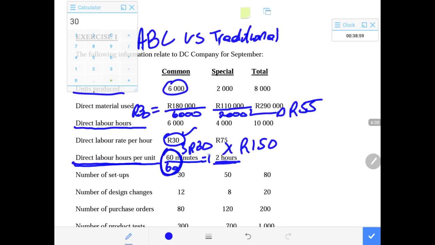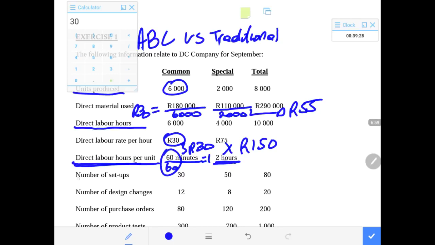And that 60 minutes, remember, 60 minutes is equal to 1 hour. 60 over 60 is equal to 1 hour. So we don't multiply by the minutes, we multiply by the hours, because employees are being paid 30 Rand per hour, not per minute. Hence the 60 minutes must be converted into becoming 1 hour. Then we say 1 hour times by 30, that will give us 30 Rand per unit. So that is the information that we have so far.